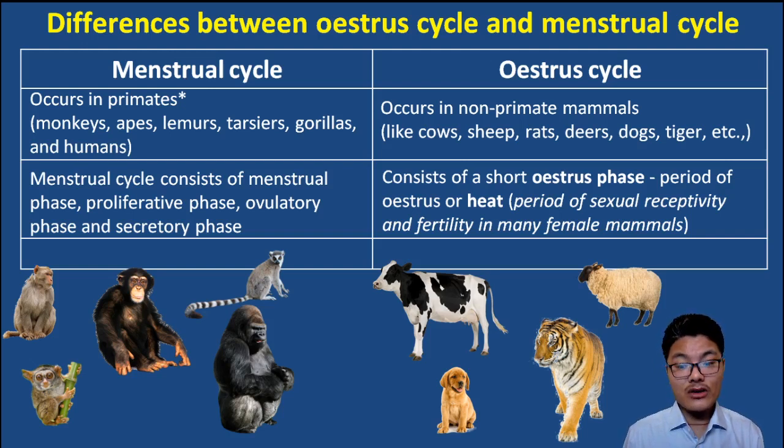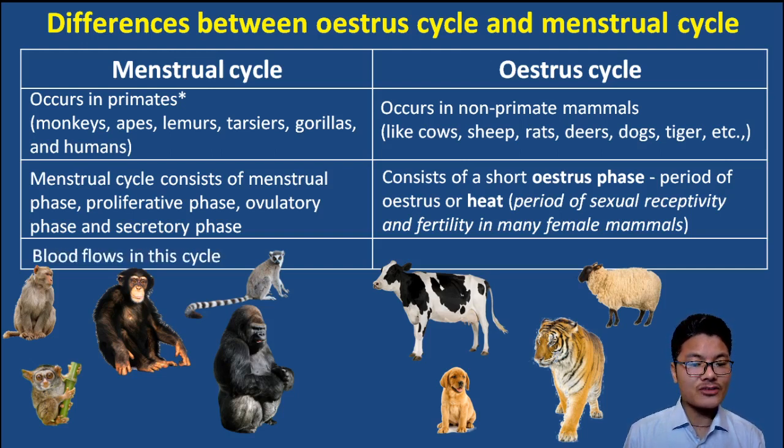The estrous cycle is very unique about the heat or estrous phase, during which non-primate animals become sexually active. They are sexually receptive and sexually fertile. In that way they only reproduce during the estrous phase, which is also known as estrus or heat. Heat here refers to them becoming sexually active or receptive. They accept the male partners, and reproduction occurs.